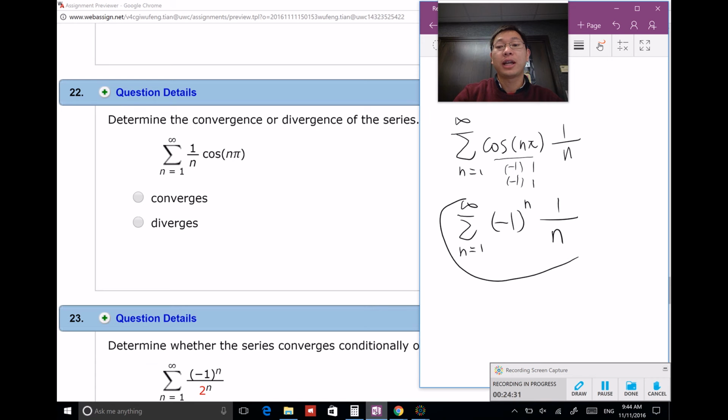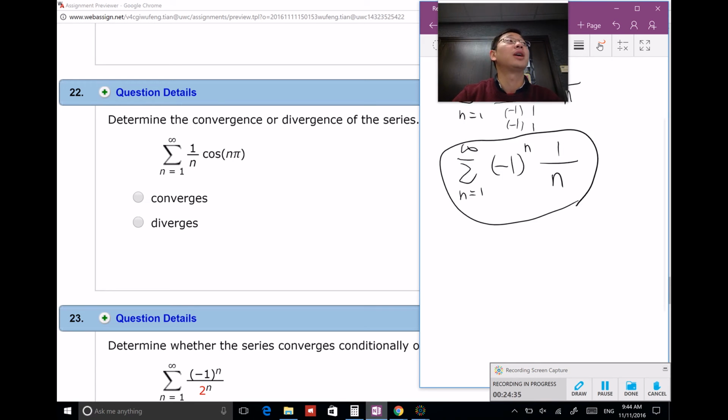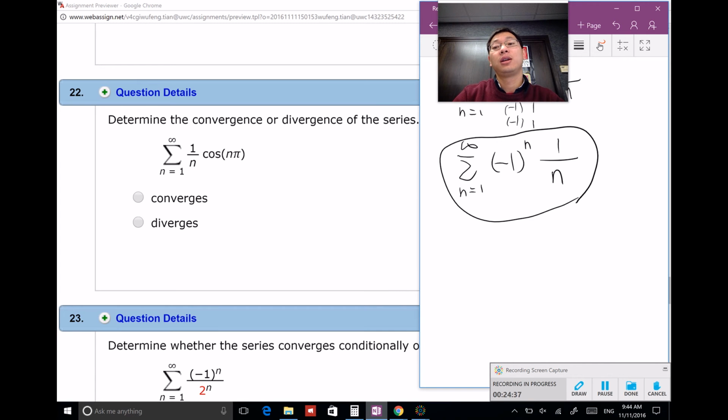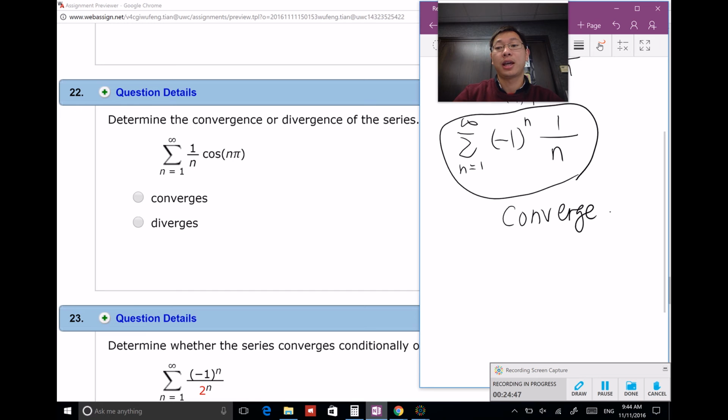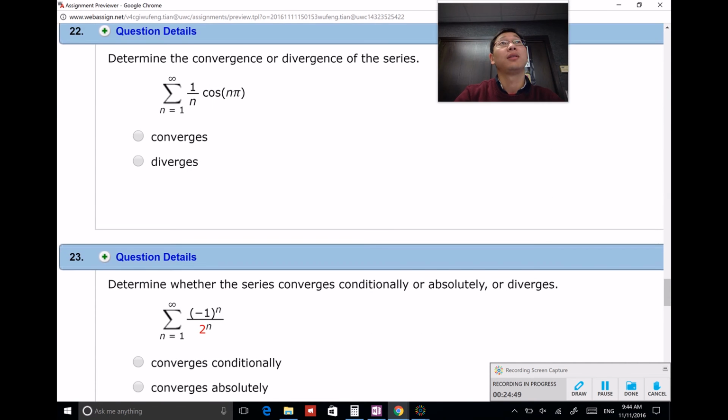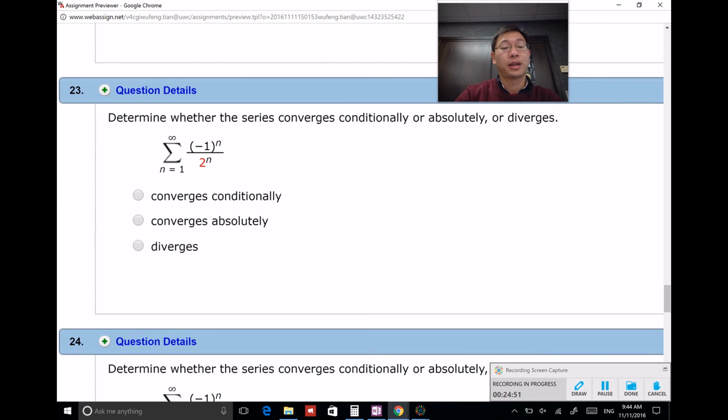Now, if it's an alternating series of negative 1 to the power n, 1 over n, this one will converge, okay? Because you compare those two. As n goes to infinity, the limit goes to 0, and an plus 1 is less than an, so it converges. Very good. Okay, so next one. You have three options actually right now. I'm going to ask a student here again.